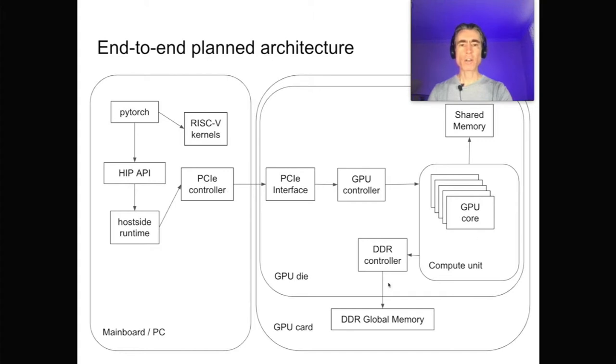We've got a DDR controller, and then we've got DDR global memory that sits on the card, not on the die. And then some shared memory. There's also some RISC-V kernels, all right? So when you compile PyTorch, it's going to compile the GPU kernels at the time of compilation. These could be CUDA kernels compiled into the CUDA ISA, or AMD HIP kernels compiled into the HIP ISA. We are using RISC-V, so we need the GPU kernels to be compiled into RISC-V.